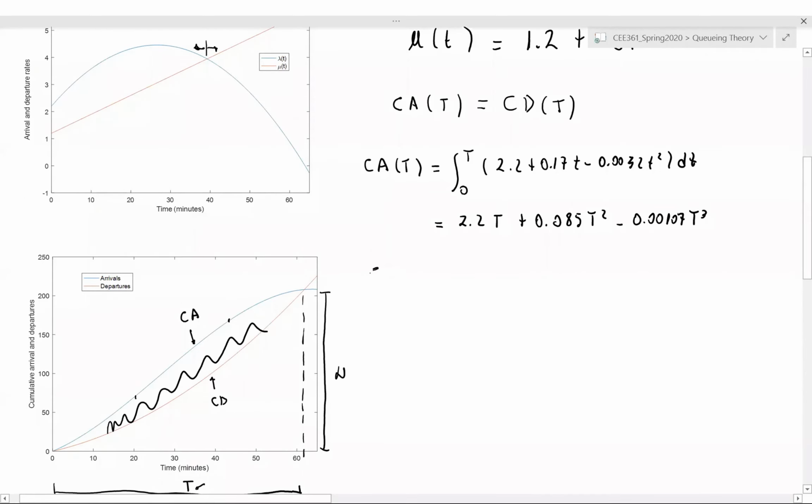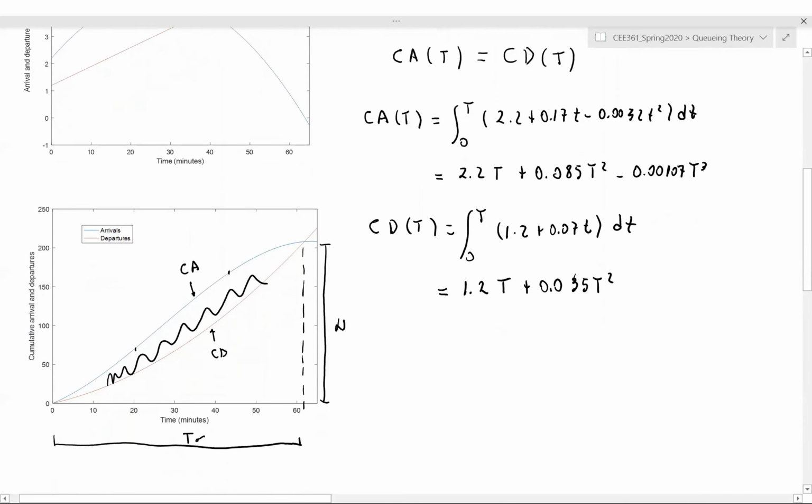And let's write the cumulative departures, same thing. It would be an integration between 0, in this case, and t, of the rate that was given to us, which was 1.2 plus 0.07t dt, and in this case I get that that's equal to 1.2t plus 0.035 t squared.